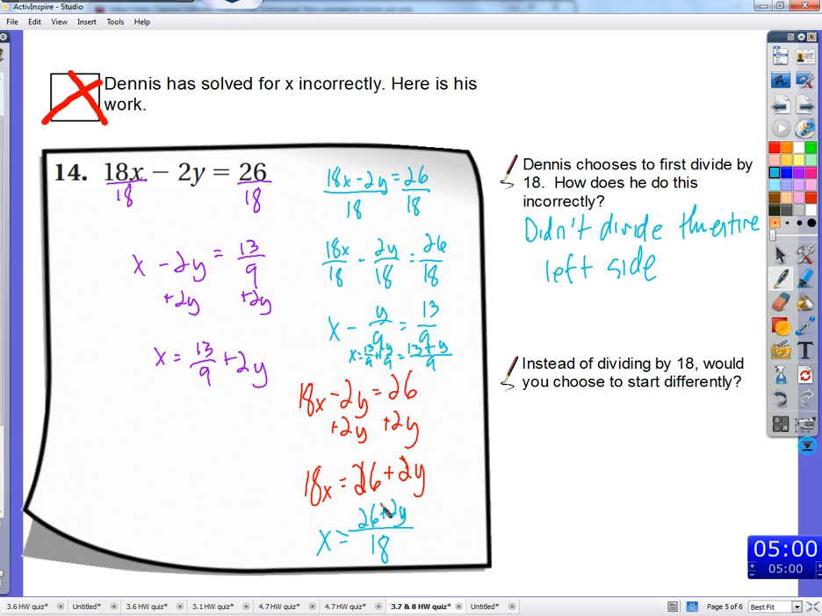Okay, we got 1, 2, 3 terms. All three of these, if we could simplify, do they share a factor? 26 and 2y and 18. Yes or no, they share a factor of 2. They do share a factor of 2. 13 plus y over 9. You've got to divide them all by 2. Okay, so add 2y to both sides.